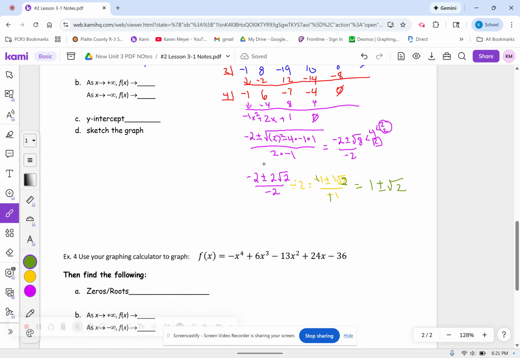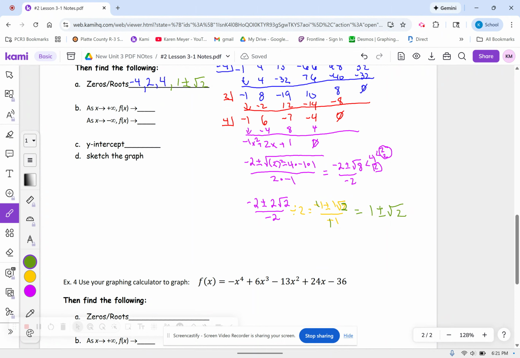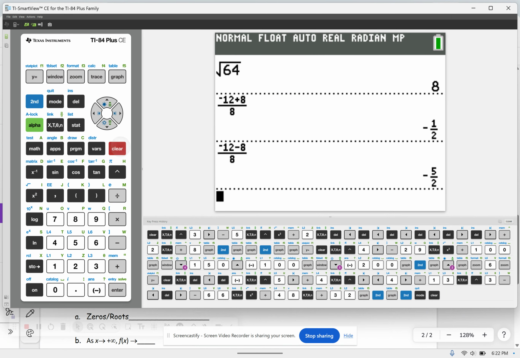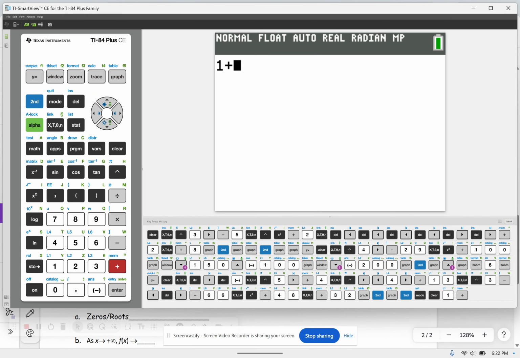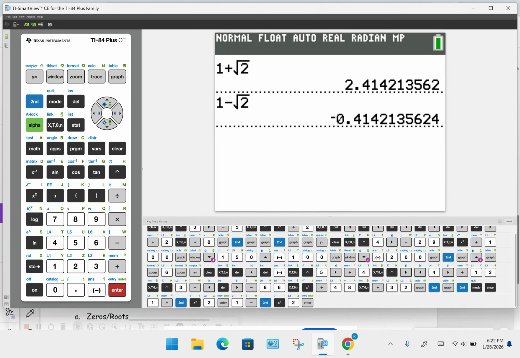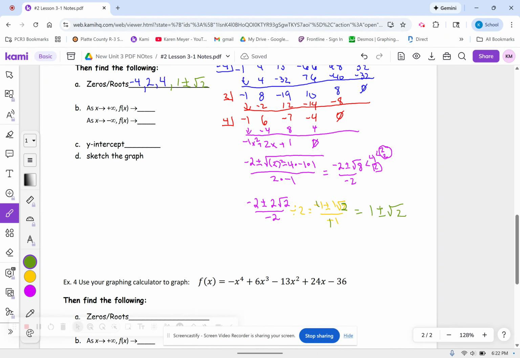So since I'm going to have to make a sketch on my calculator, I'm going to go back here to my calculator. So second mode for quit. I'm going to do 1 plus the square root of 2. And then I'm going to do 1 minus the square root of 2. So I can figure out what those are as decimals. So it looks like about 2.4 and negative 0.4. So I'm just going to kind of write that down here so I have that. So 2.4 and negative 0.4.